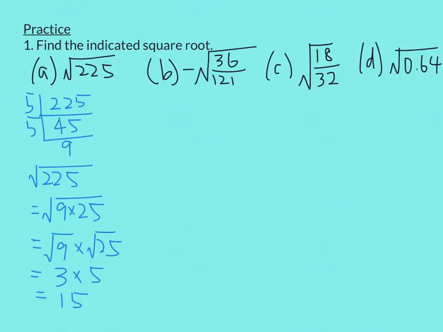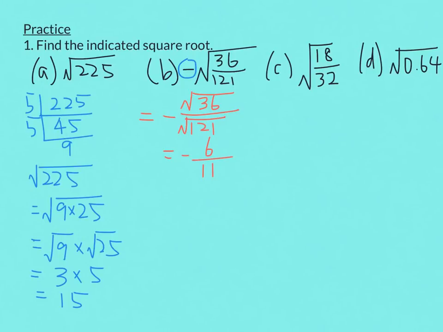For example B, you could see that there's a negative symbol here. It means that this is a negative square root of 36 divided by 121. In this case, we can apply the quotient property of square roots to help us simplify this radical. So we can have square root of 36 divided by square root of 121, and that would give us negative square root of 36 is 6, and square root of 121 is 11. So the answer is negative 6 over 11.